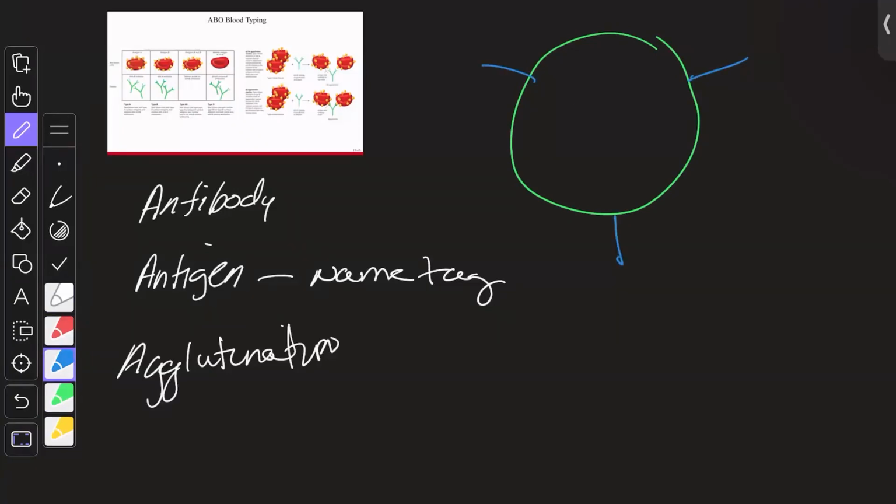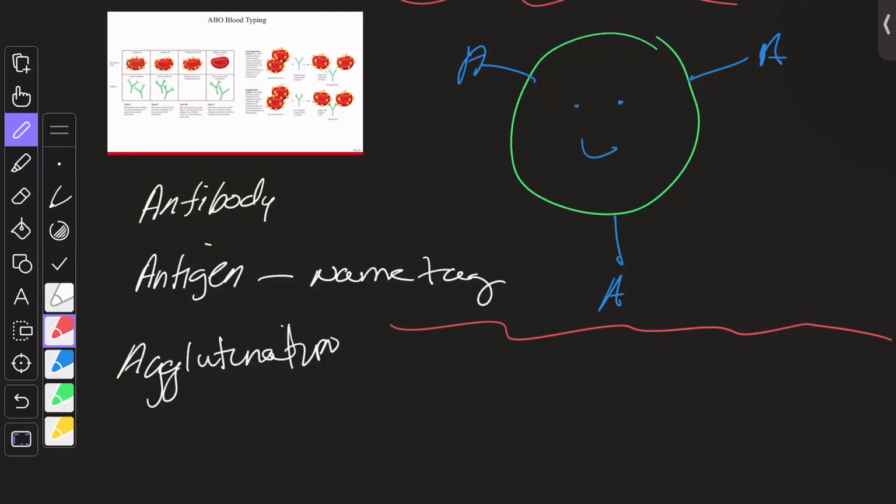Now he needs a smiley face. Sorry. He had to have a face. Antigen A. Okay. That means that I have type A blood. His name tag tells you what he is. Now, in the bloodstream, because I have type A blood, I cannot have what?